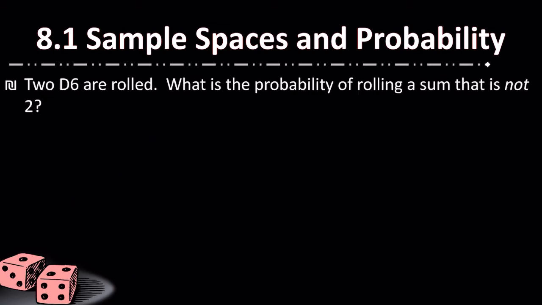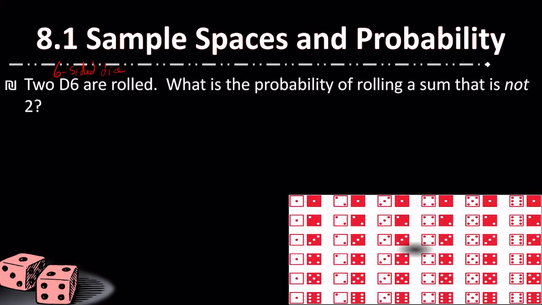All right, let's try another one. 2 D6 are rolled. Okay, D6 is a 6-sided dice. What's the probability of rolling a sum that is not 2? Well, we need to find out all our sums, so we can make a little diagram here. So we have dice 1 and dice 2, and so these are all the options. The white dice has all the numbers 1 through 6. The red dice has all the numbers 1 through 6. We want the probability the sum is not 2.